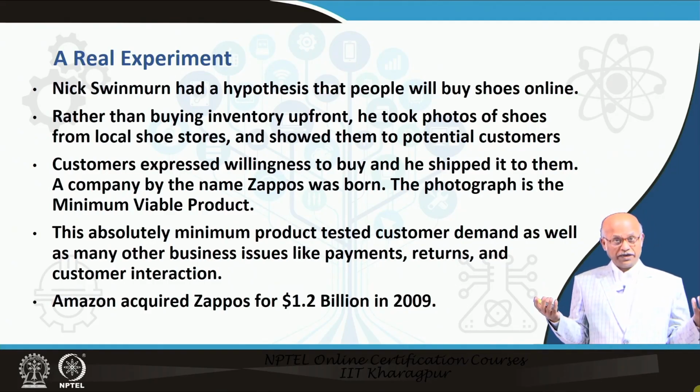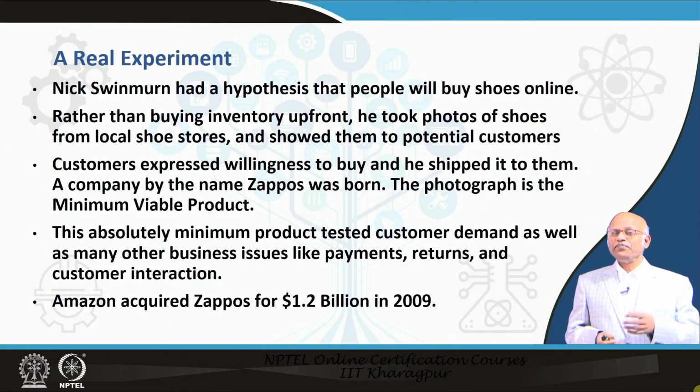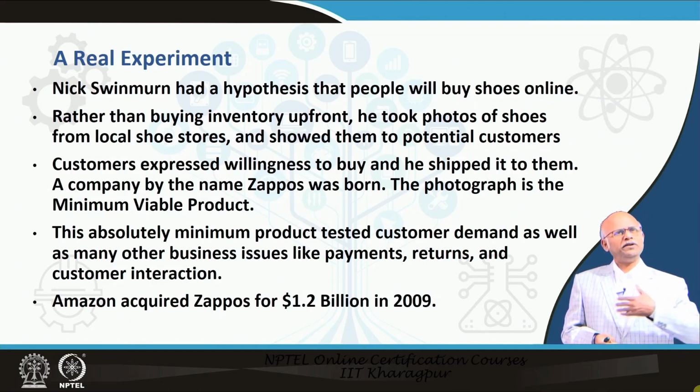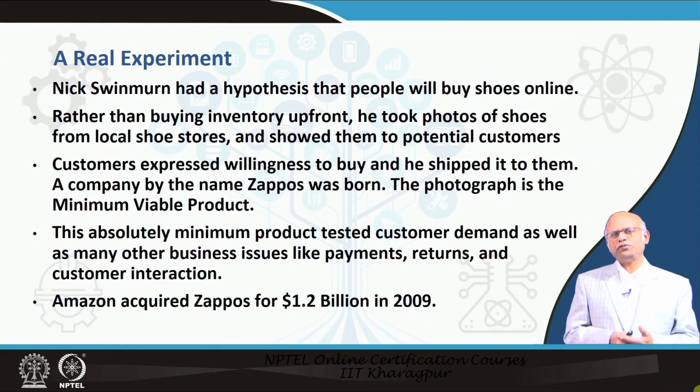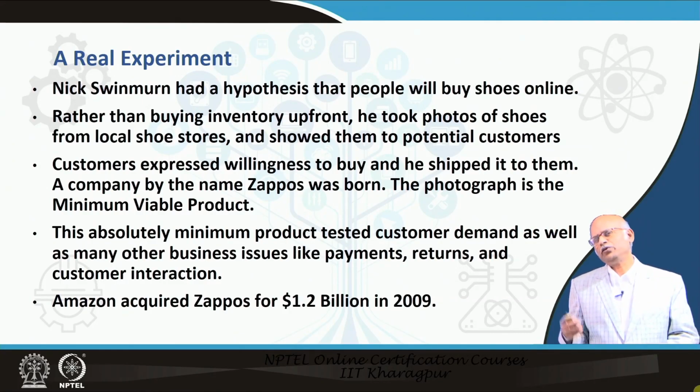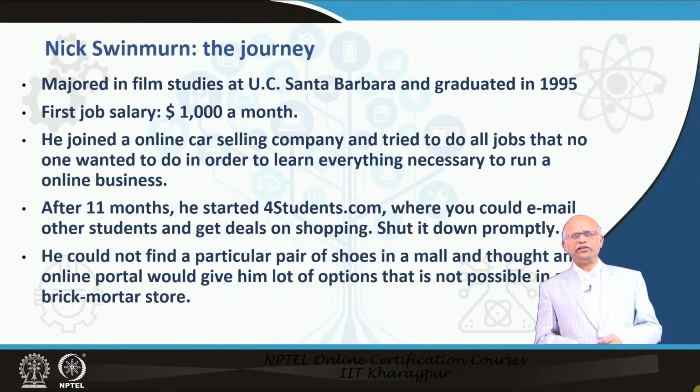Customers expressed willingness to buy looking at the photo itself, and he shipped it to them, multiple pairs actually. Whichever pair the customer did not like, he got back at his own expense, and for the pairs that they liked, he got the payment later, payment on delivery. So, eventually a business was born. That business was sold to Amazon for $1.2 billion. He started in 1999 and sold it in 2009. So, in 10 years he created a value of $1.2 billion.